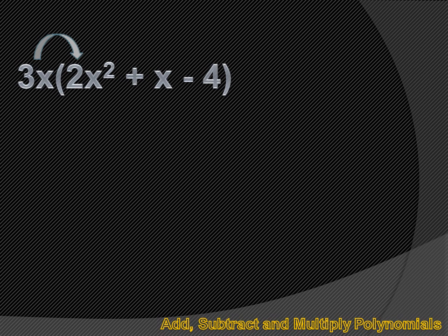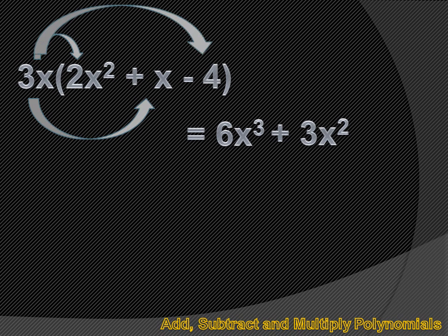We have to multiply 3x times 2x squared, and that's 6x cubed. We have to multiply 3x times x, and that's positive 3x squared. And we need to multiply 3x times minus 4, and that's minus 12x. And that's our answer, 6x cubed plus 3x squared minus 12x.